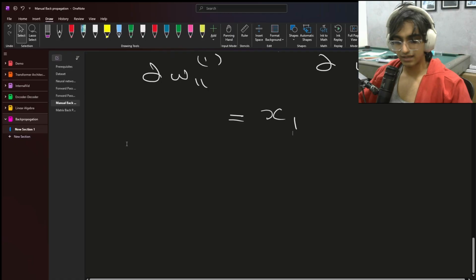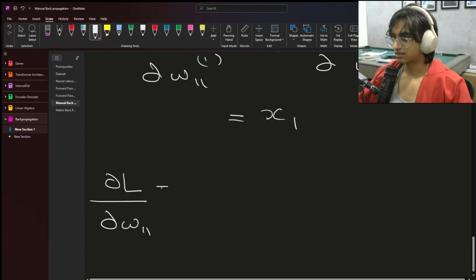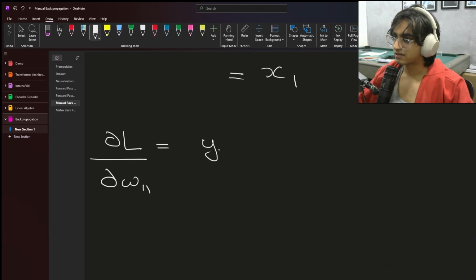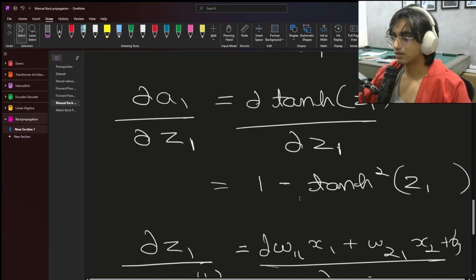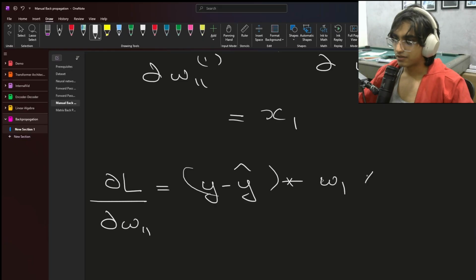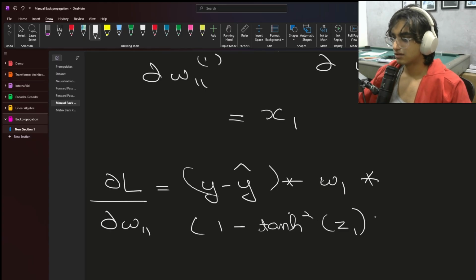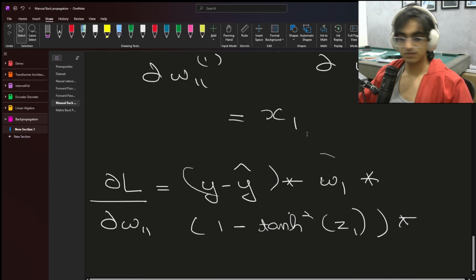So now we can find del L. del L by del W11 is nothing but the first one, which is y minus y cap, into the next one, W1, into 1 minus tanh squared of Z1. Let's add one more bracket. Yeah. And into x1.